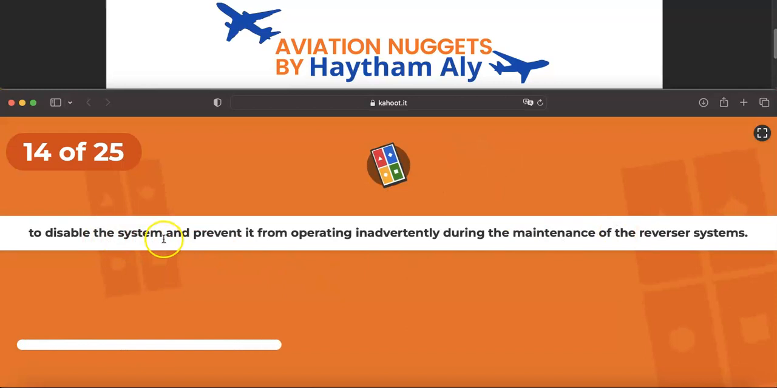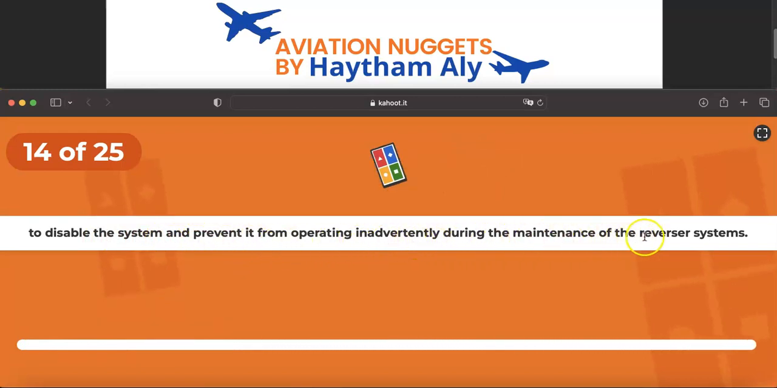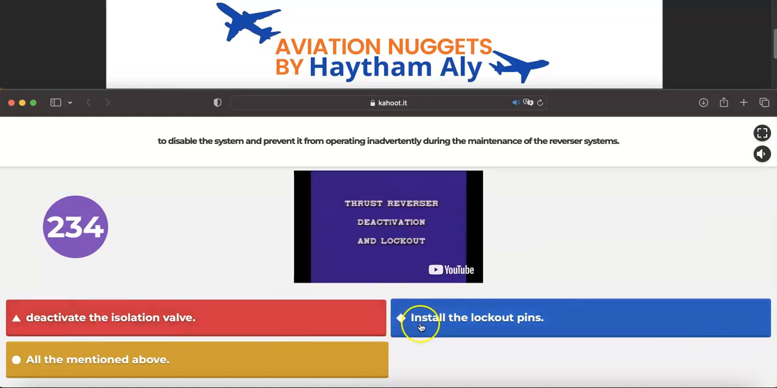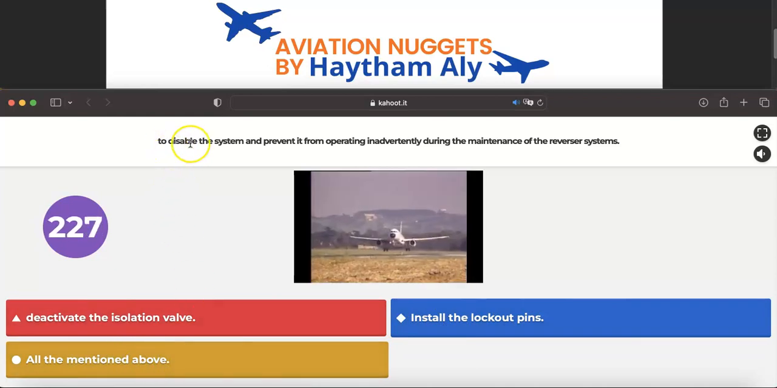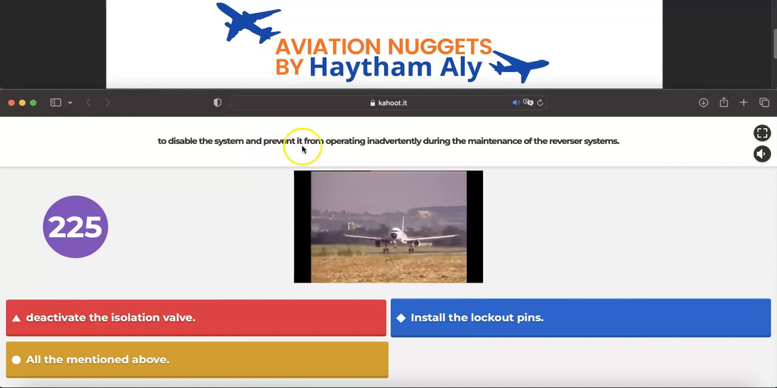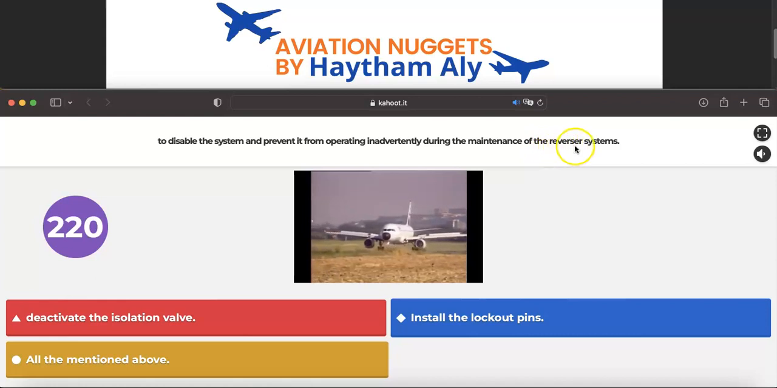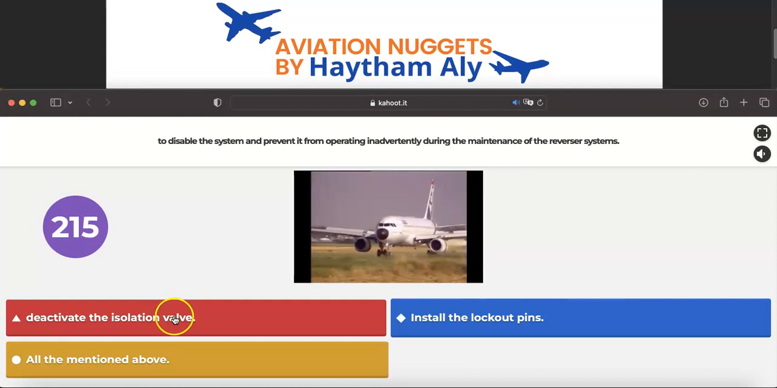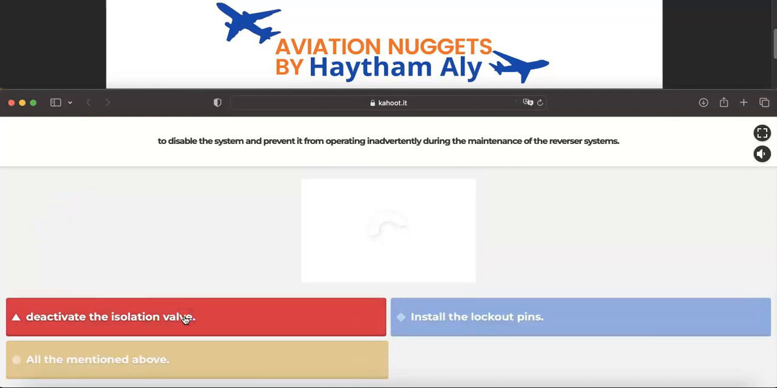To disable the system and prevent it from operating inadvertently during the maintenance of the reverser system, deactivate the isolation valve, install the lockout pins, or all the mentioned above. So again the question: to disable the system and prevent it from operating inadvertently during the maintenance of the reverser system. Mainly we deactivate the isolation valve.